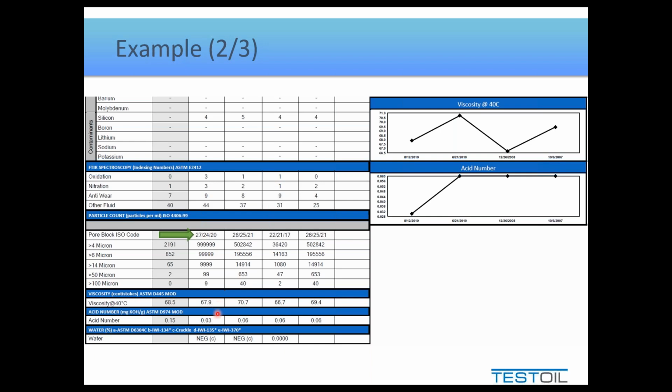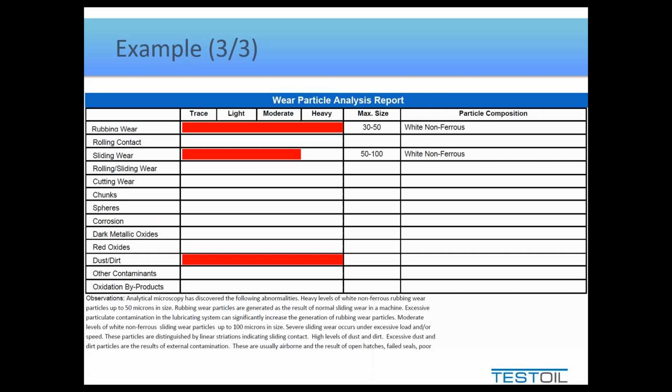If we keep reading down, acid number has been fairly consistent and there's been no signs of water. So we go to the last part of the report, and that's where we get the analytical ferrography. The first number that would jump out as a number we don't like, that we consider abnormal, is the rubbing wear. Now, I did say rubbing wear could be considered normal, but I stressed only if the particles are small. Well, these ones are in the 30 to 50 micron size. They're nearly visible. That's pretty large.